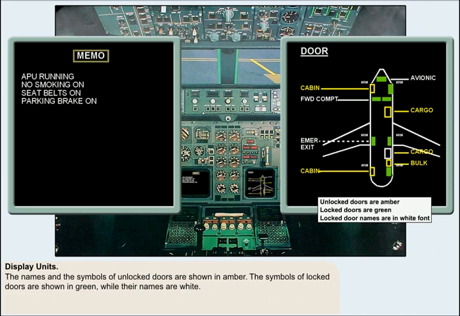In this example, both the names and the symbols of unlocked doors are shown in amber. The symbols of locked doors are shown in green, while their names are in white font.